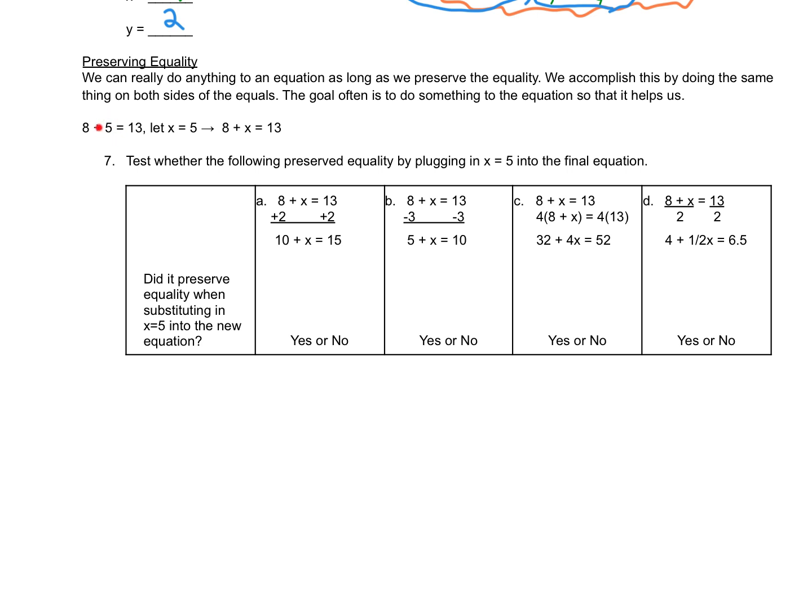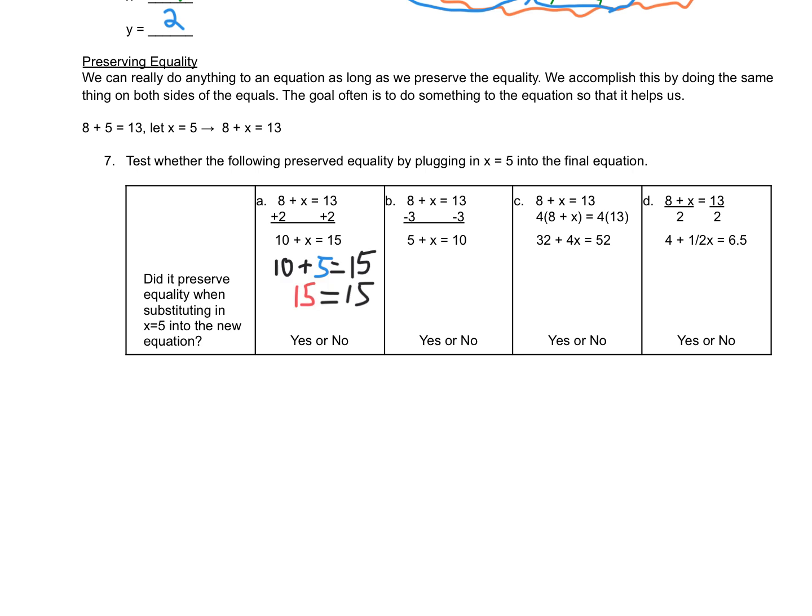So, since I know 8 plus 5 is 13, if I let x be 5, then 8 plus x should equal 13. We know x is going to be 5, yes? What I want you to do is test whether the following preserve the equality by plugging in x into the final equation. So, for example, on A, we have 8 plus x equals 13. I added 2 to both sides. What I did on one side, I did on the other side. That gave me 10 plus x equals 15. What I want you to do is tell me, if I plug in 5 for the x, is the left side equal to the right side? Take a moment and do that.